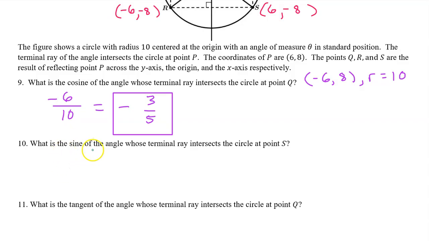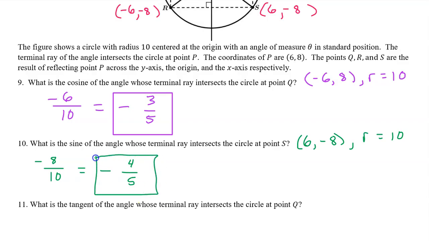Number 10. What is the sine of the angle whose terminal ray intersects the circle at point S? There's point S right there. Let's just write that down. 6, -8. And the radius is 10. The sine of this angle will be the vertical displacement divided by the radius. So -8 divided by 10. This will reduce to -4/5. So that's the answer to number 10.